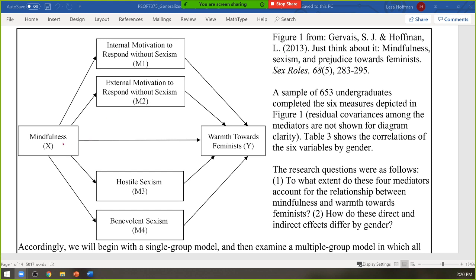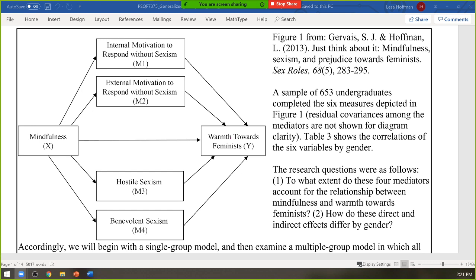So this is a mediation model where we have one X variable, which is mindfulness, and there are four supposed mediators in how mindfulness predicts warmth towards feminists. These are various types of sexism. So motivation to respond with it internally, externally, overtly, or benevolent, which is being sexist, but in a nice way, like holding open doors. These variables to me, of course, not being in this field, all sound like synonyms, and so I went ahead and labeled them X, M1, M2, M3, and M4, just so we could keep them straight. So this has 4 potential mediators, 1 X, and 1 outcome.